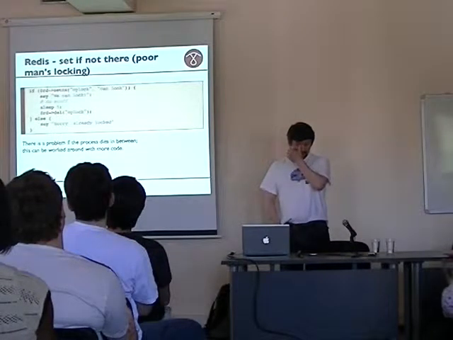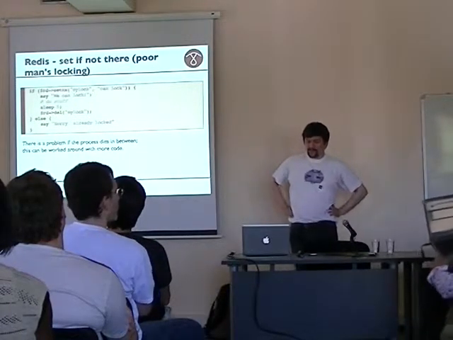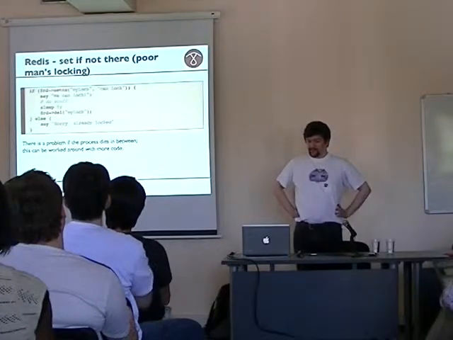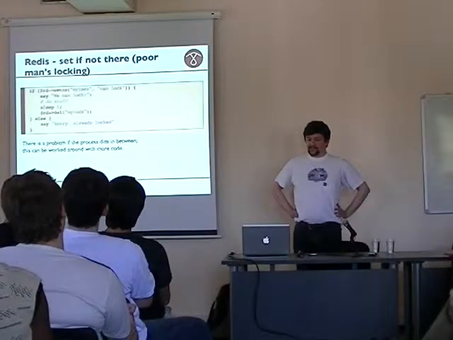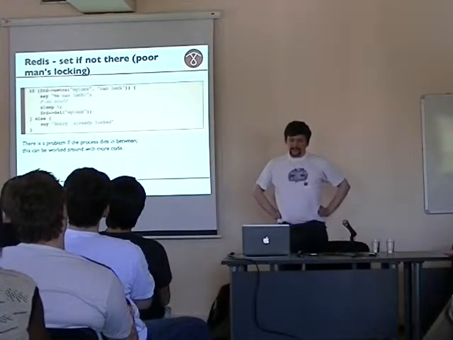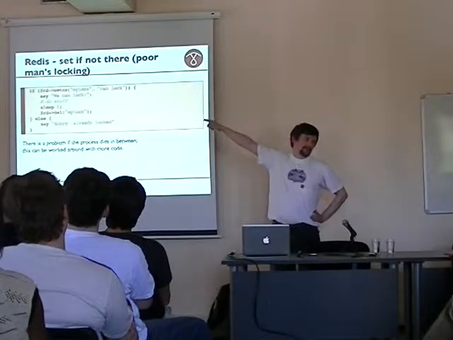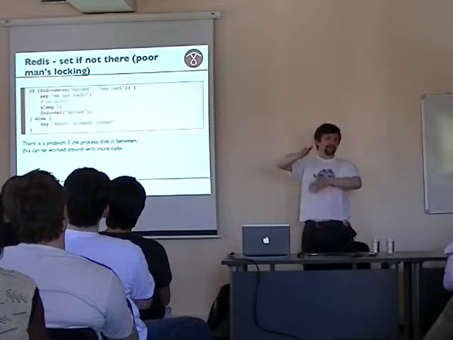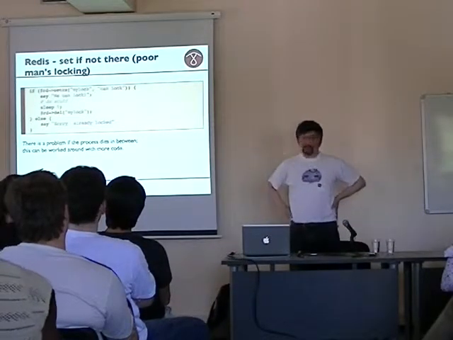So, working with set-if-not-there, it's possible to do something like this. We try to set the lock, and if successful, we do stuff in between and then delete the lock. Otherwise we were unsuccessful trying to set the lock. So we basically go back, or do nothing, or repeat, or whatever your application logic actually wants.